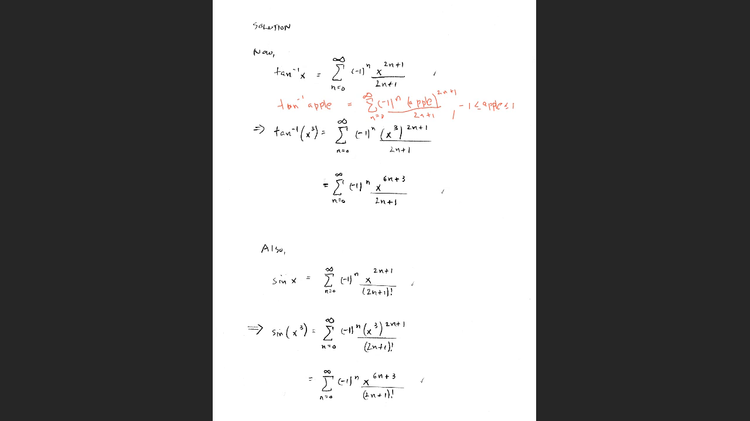So what I'm doing here when I go from the arctangent of x to the arctangent of x cubed is I'm just making use of this formula here. Are there any questions on that? It's similar to what you did in section 8.6.